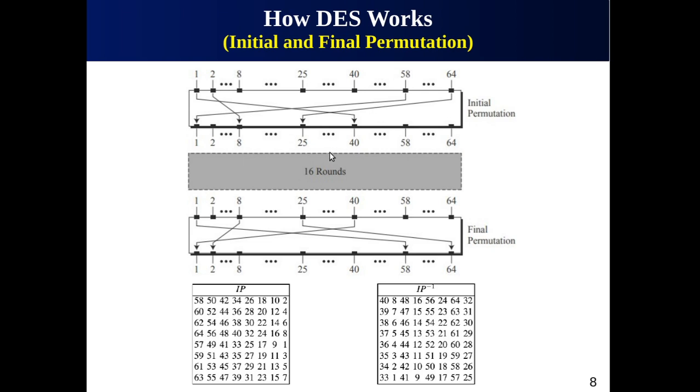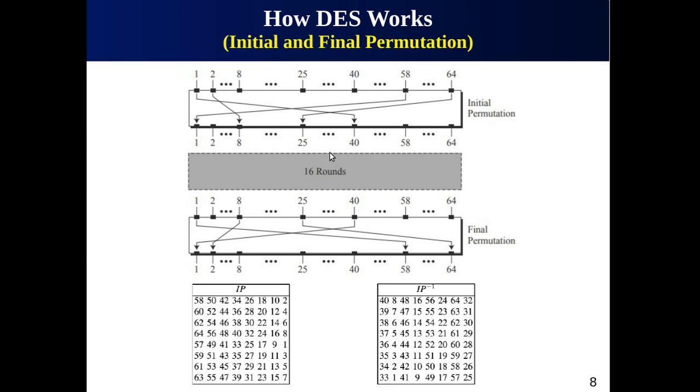It is important to note that these two permutations have no cryptographic significance in DES. They do not increase the security of the DES at all. Both permutations are keyless and predetermined. Keyless means we are not using any key. Predetermined means their design is known. Now the question is why? If they have no effect on the security, then why are they there?